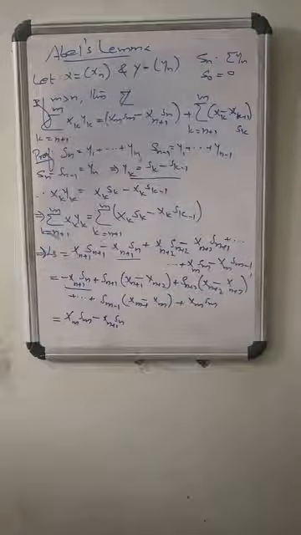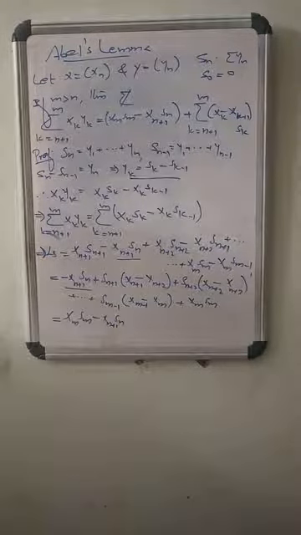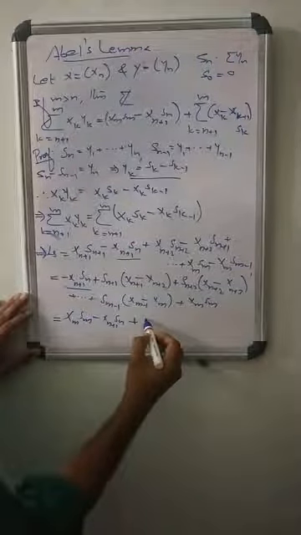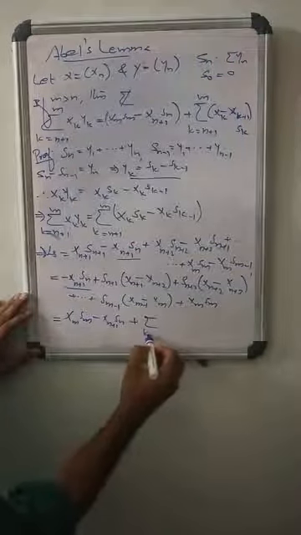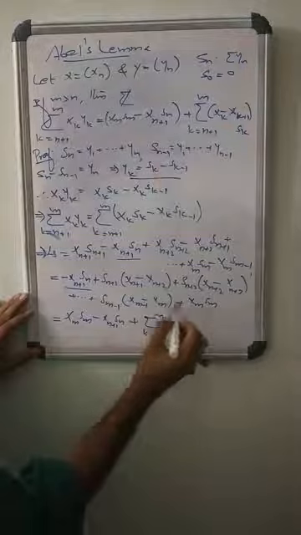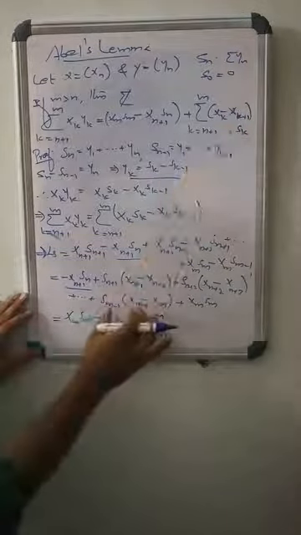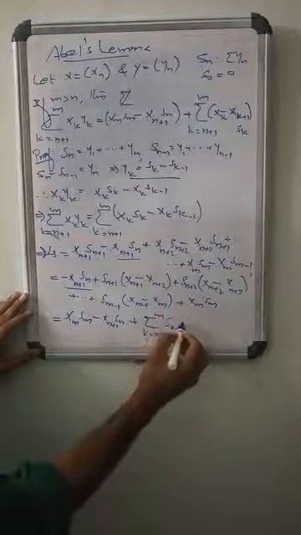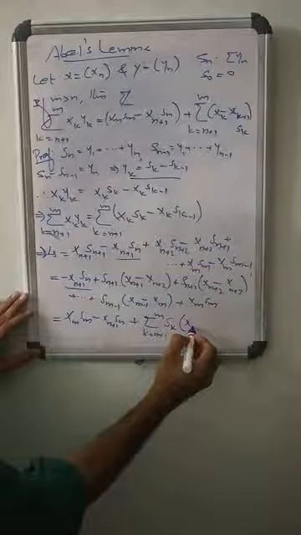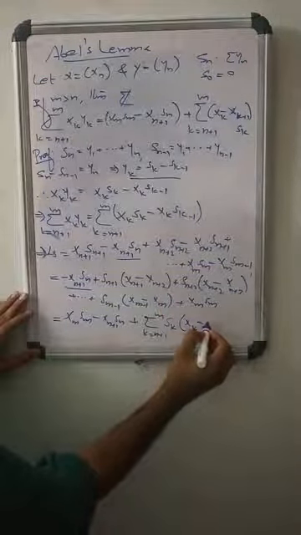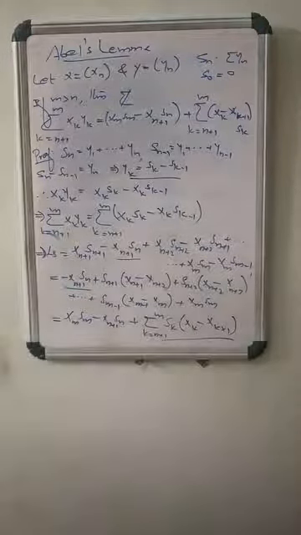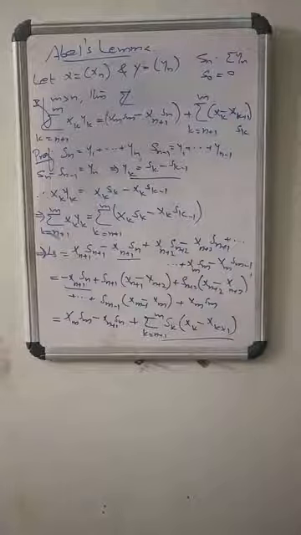So that equals xm sm minus xn plus 1 sn plus sigma k ranges from n plus 1 to m of sk into (xk minus xk plus 1). That is what we were required to prove. So this is Abel's lemma.